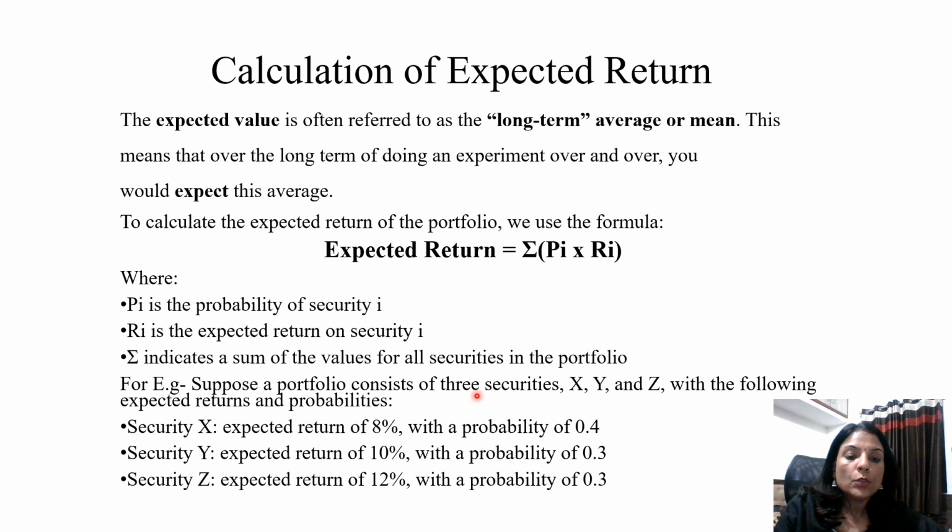For example, you have invested in three securities X, Y and Z with the following expected return and probability. In security X, your expected return is 8%, having the probability of 0.4. It means that by the calculation you understood that the chances of the return from the security X is 8% and the probability of getting 8% is 0.4. Security Y has the expected return of 10% with a probability of 0.3, while security Z has an expected return of 12% having the probability of 0.3.